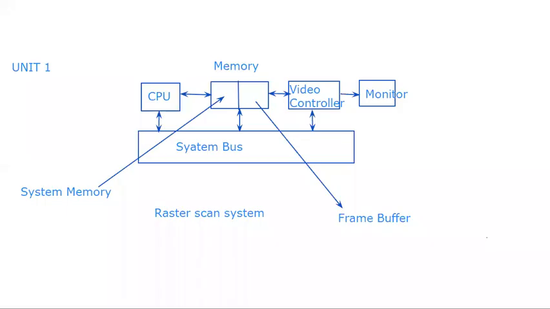So this is the basic diagram of raster scan system, where we can see the CPU, the memory unit, which is divided into two parts. First part is system memory, another part is frame buffer, third part is video controller, fourth is monitor, and fifth is system bus. So ये system bus को थोड़ा सा change कर देते हैं. It is system bus.